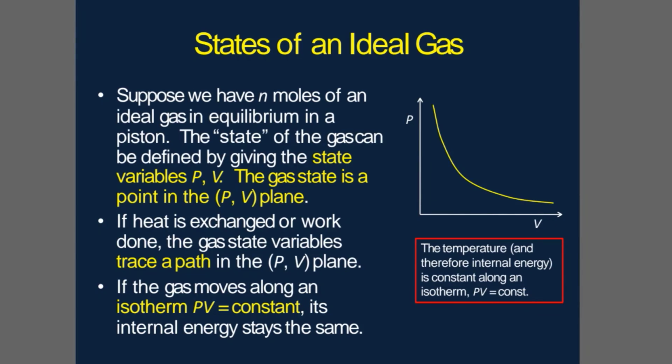Then go to understand states of an ideal gas. Suppose we have n moles of an ideal gas in equilibrium in a piston. The state of the gas can be defined by giving the state variables pressure and volume, denoted by P and V. The gas state is a point in the PV plane. If heat is exchanged or work done, the gas state variables trace a path in the PV plane. If the gas moves along an isotherm, PV equal to constant, its internal energy stays the same. The temperature, and therefore internal energy, is constant along an isotherm PV equal to constant.